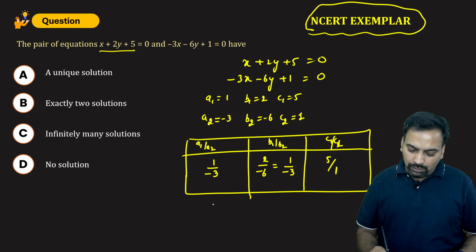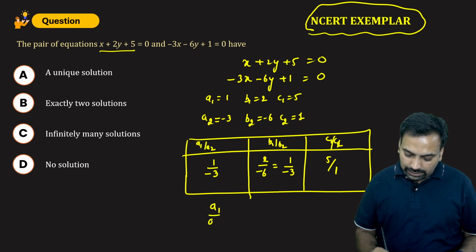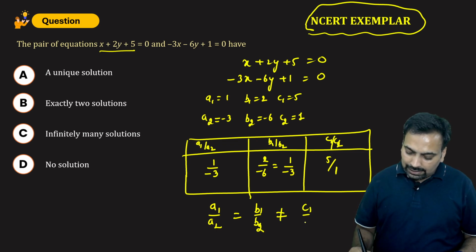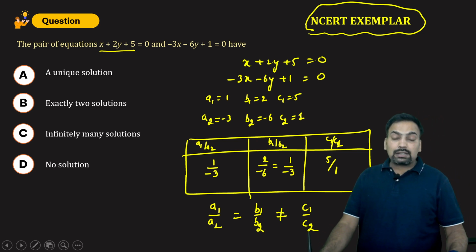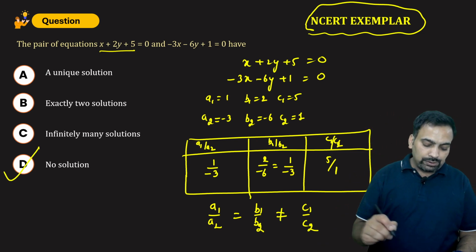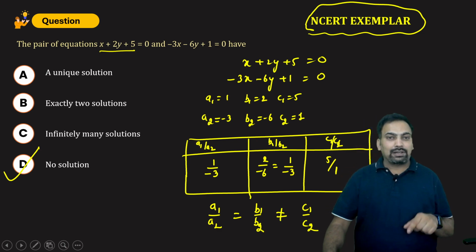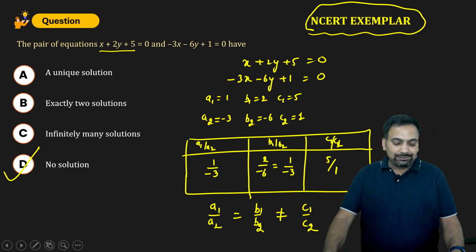Now here you can see a1 upon a2 is equal to b1 upon b2, but is not equal to c1 upon c2. So this is the condition of no solution. So here option D is correct. This is the condition of no solution, right or wrong? Right. Okay.